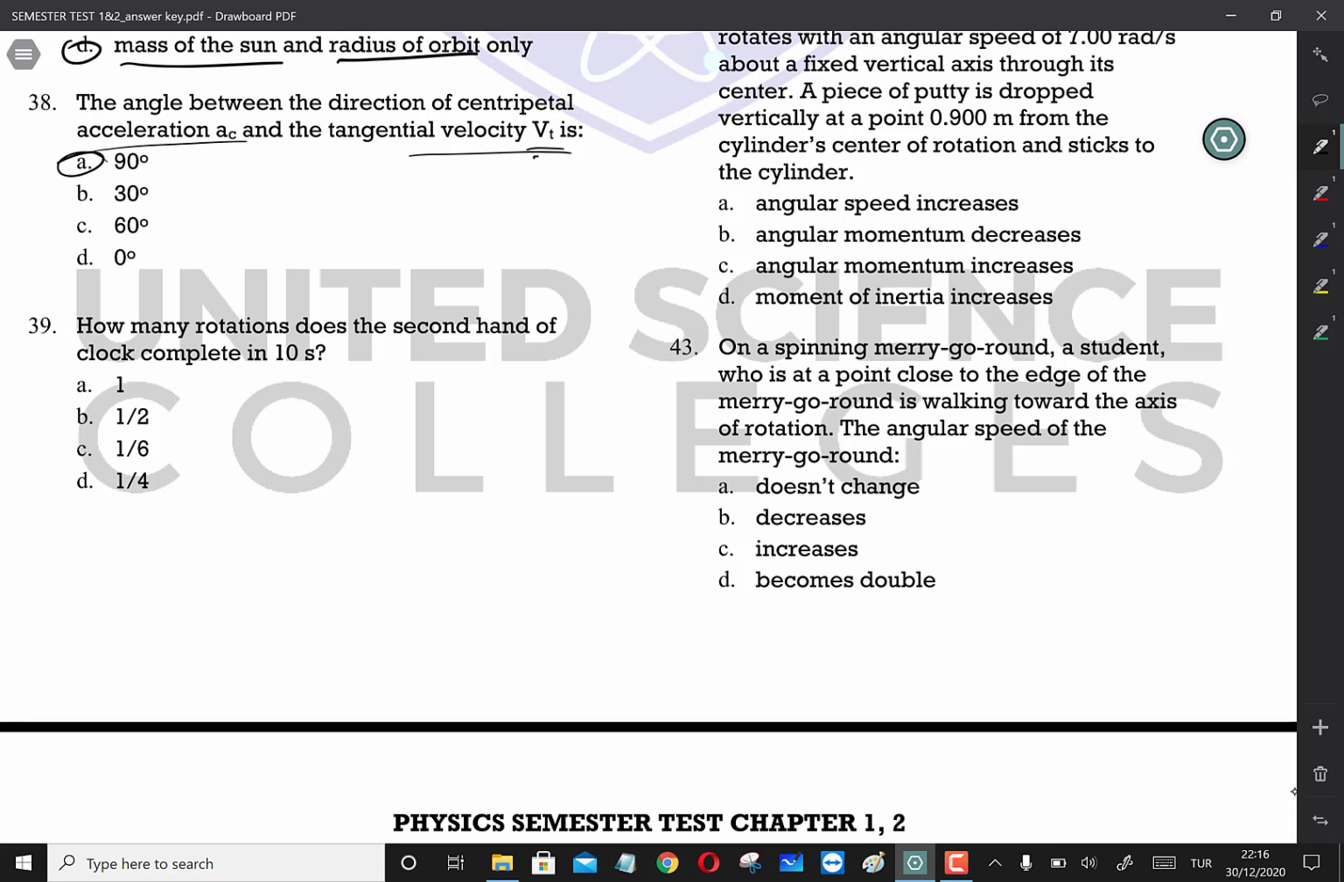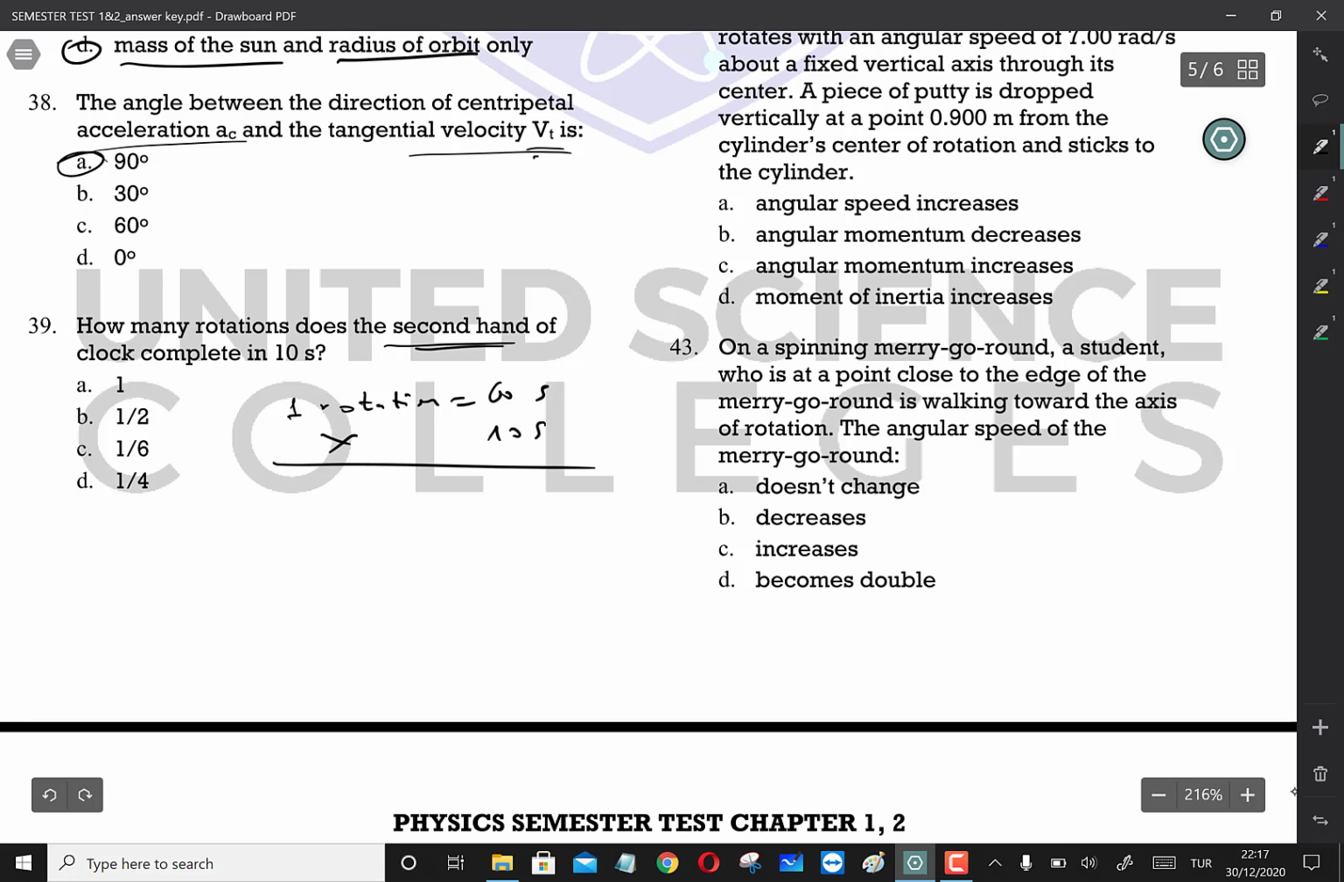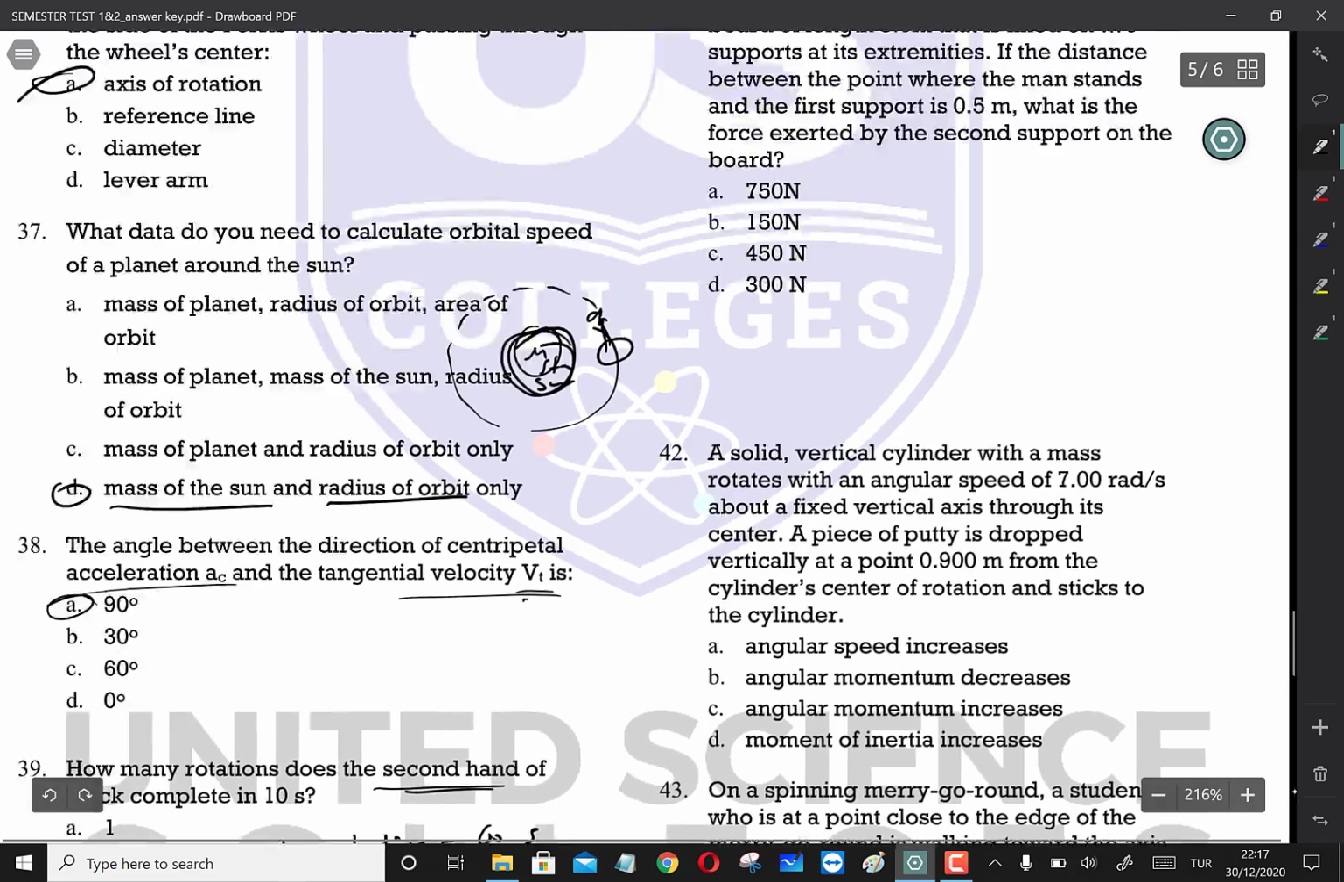How many rotations does the second hand complete in 10 seconds? You know that for the second hand, one rotation takes 60 seconds. So in 10 seconds, how many rotations is the question? X is equal to 10 over 60, which is equal to 1 over 6 rotations. So 1 over 6 is the answer.